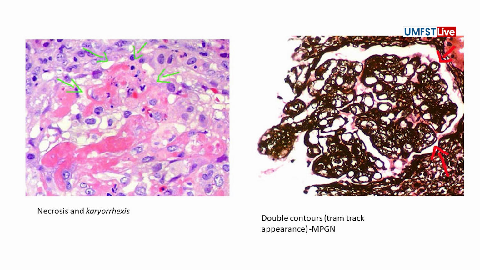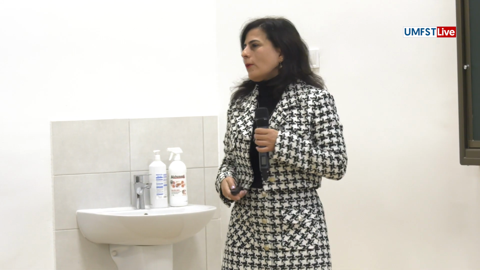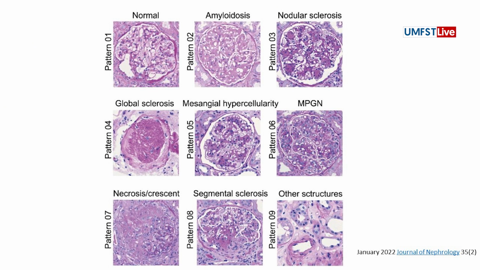And the most popular one is the double contour, tram track. Here, I have to be a bit close. Here, double track, it's really good here. This is the popular one in membranoproliferative glomerulonephritis, and also in transplant glomerulopathy, we see this double tram track. And this is the summary of our elementary lesions.